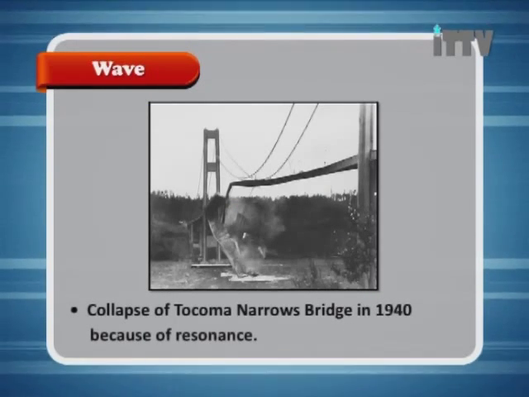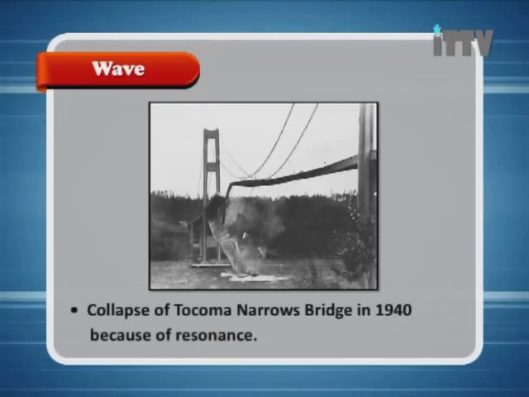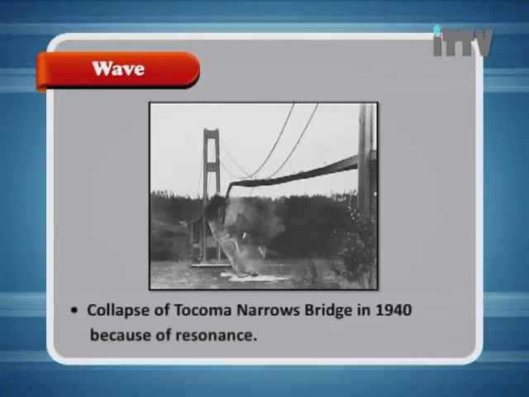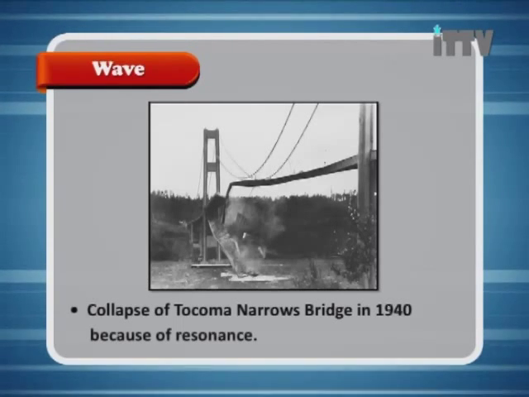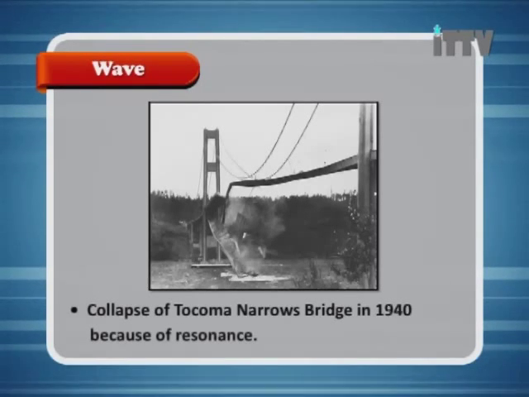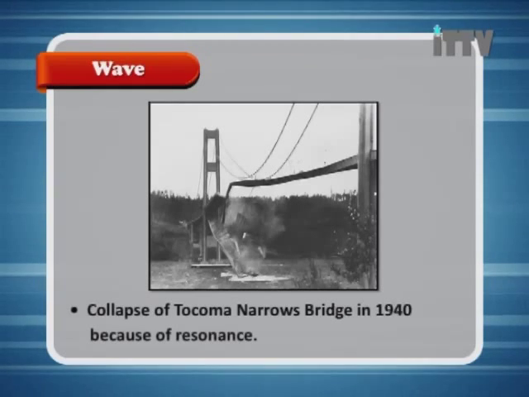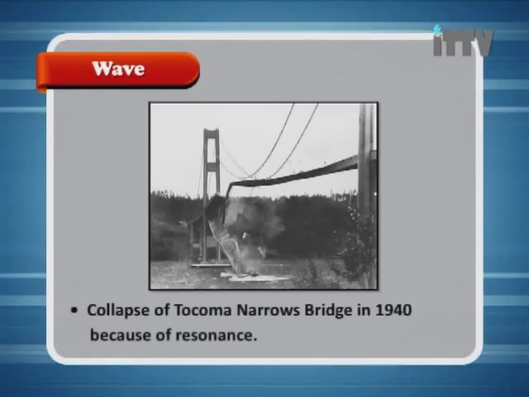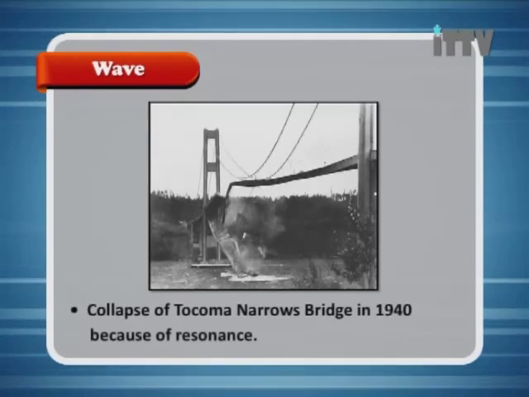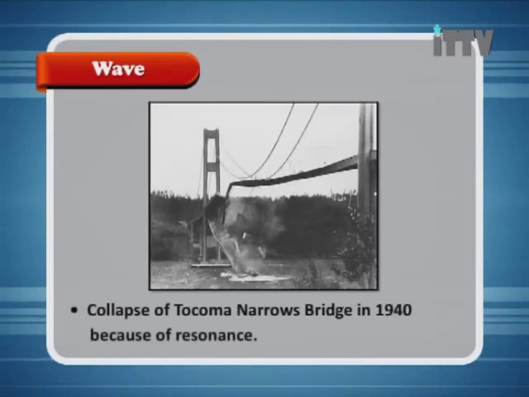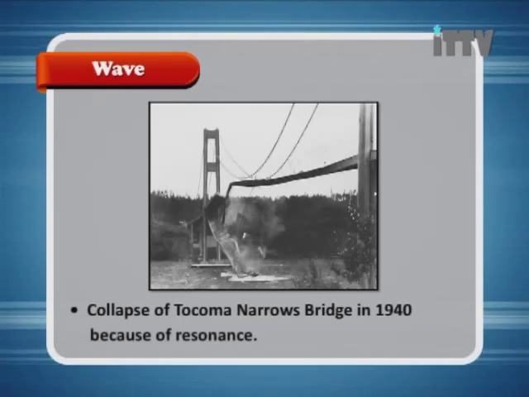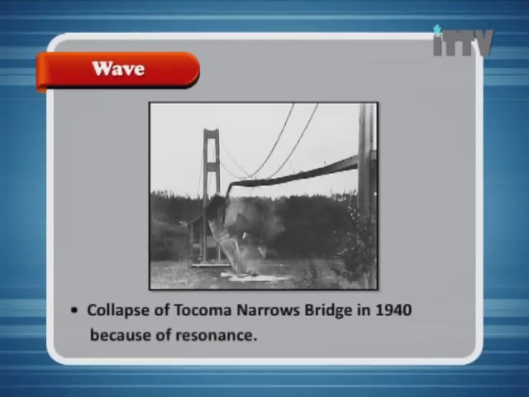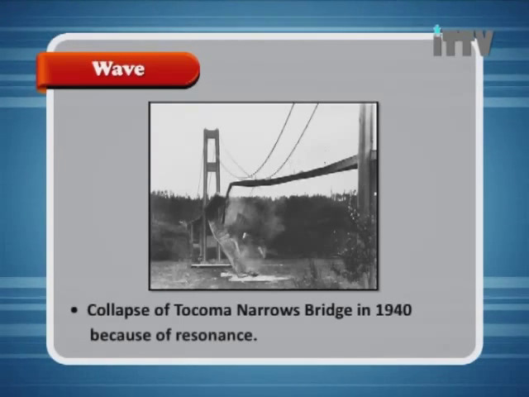In this picture, you see a bridge collapsing. This is a negative effect of resonance. The collapsed Tacoma Narrows Bridge in 1940 was due to resonance. The wind blowing across the bridge had the same frequency as the natural frequency of the bridge. This caused the bridge to vibrate at maximum amplitude, which caused the bridge to collapse.